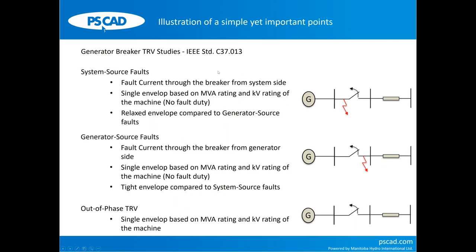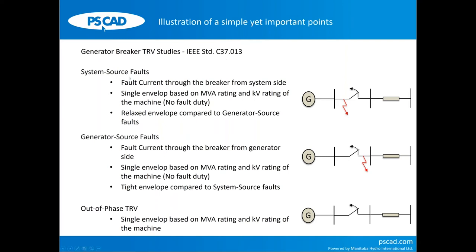Up to now we discussed the different TRVs, but for all of these TRVs we use some set of capability curves. When it comes to generator breakers, it's totally different. All the required TRV information for generator breakers is defined in IEEE C37.13.